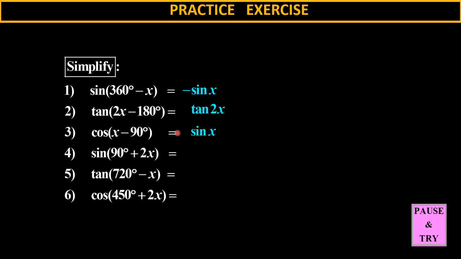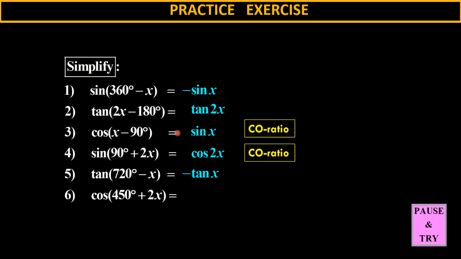Here's another 90. 90 plus 1 or 90 plus 2 gives me a positive answer. So the answer is going to be definitely positive and positive cosine of 2x. Tan of 720 minus 1. You see that answer is going to be a negative answer. Okay. And that gives me a negative tangent of x. 450 plus 2x. So that's 450 plus 1 or 450 plus 2. That gives me a negative answer. But if I take 360 away from 450, it leaves you with a 90. So I also need the co-ratio in this one here. Okay. So I just suggest you practice this.